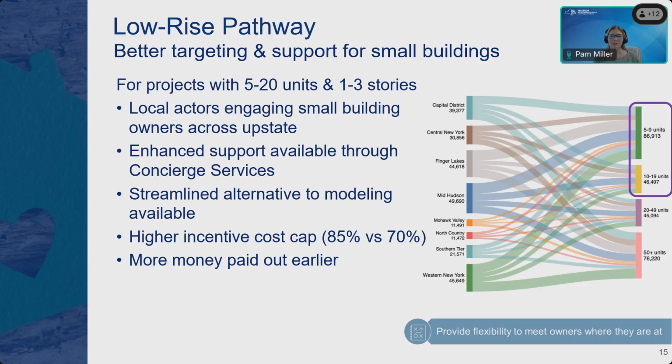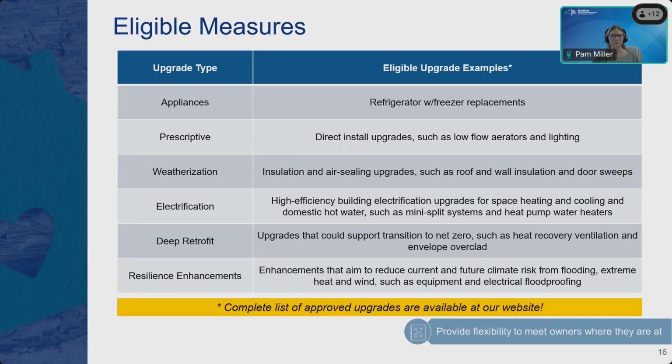This pathway offers a streamlined alternative to modeling to reduce the costs for planning, building electrification, and deep retrofit scopes of work. And the incentive caps have been increased from 70% of the scope of work to 85%. Knowing that capital is often a struggle for these smaller projects, we've structured the incentives for the pathway so that more money is paid out earlier in the process. Next slide.